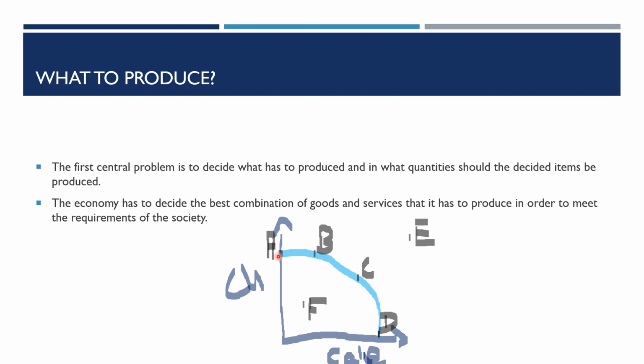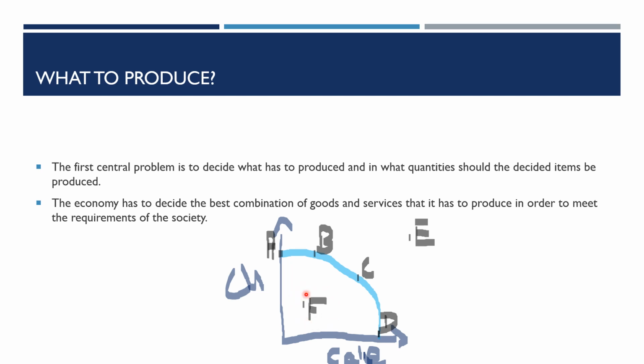They can choose the point. It can be A, B, C, D as per the economy's requirements. Now let's understand what is point F and point D. If any economy is producing at point F, it indicates underutilization of resources, which is bad.